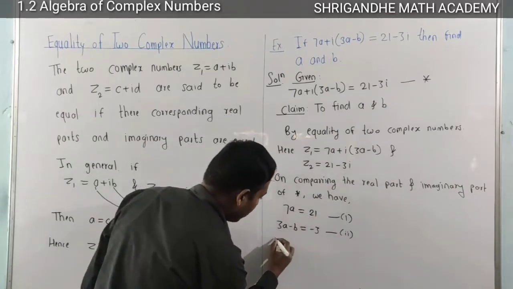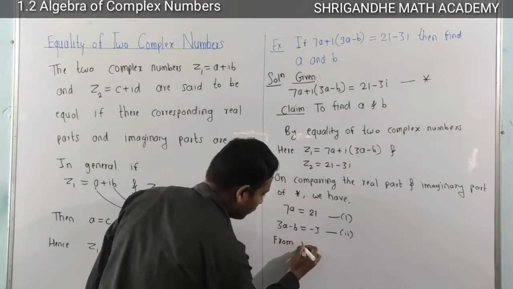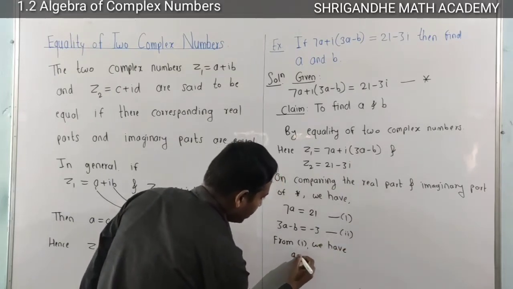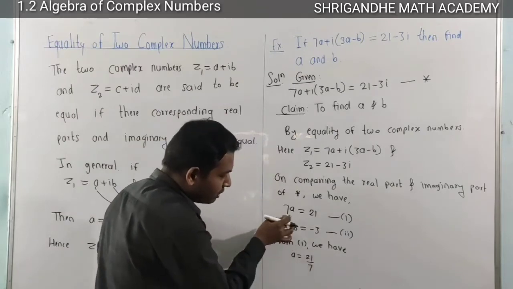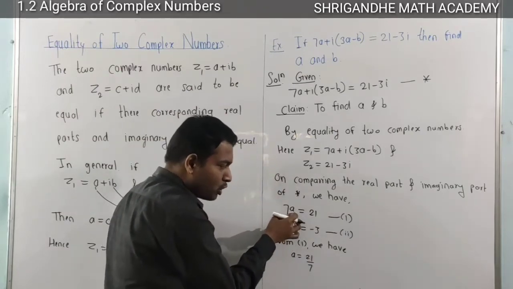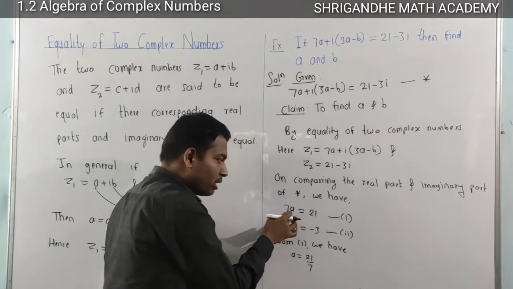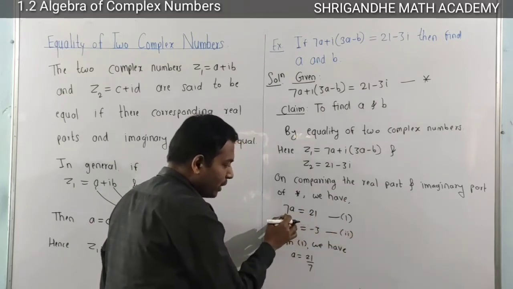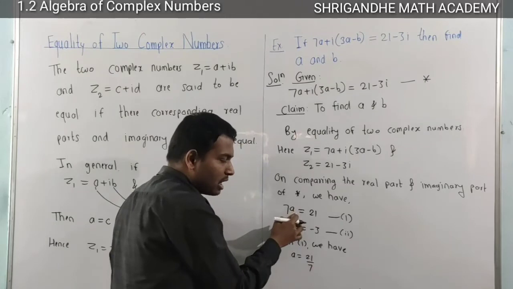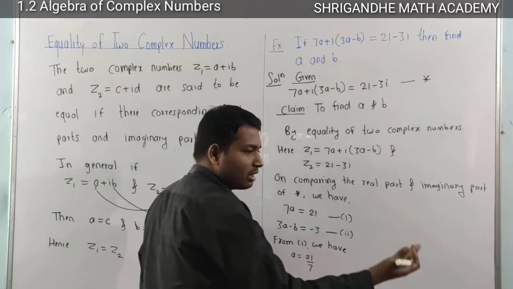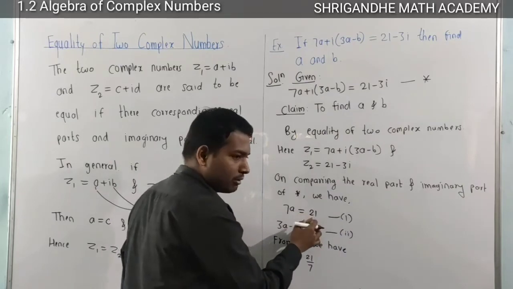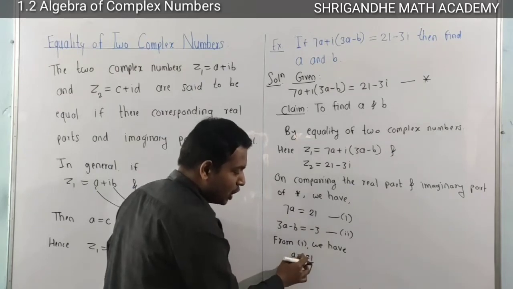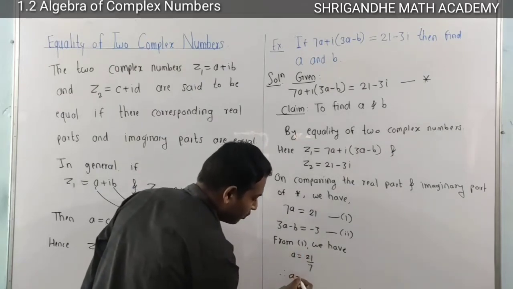Therefore from equation 1, we have a is equal to 21 upon 7. Why? Because 7 is multiplied with a, and we have to find the value of a. Therefore we take 7 to the right side of equality, and it will divide the number 21. Clear? Therefore we get a is equal to 21 upon 7. Now 7 1s are 7, 7 3s are 21. Therefore we get the value of a is equal to 3.